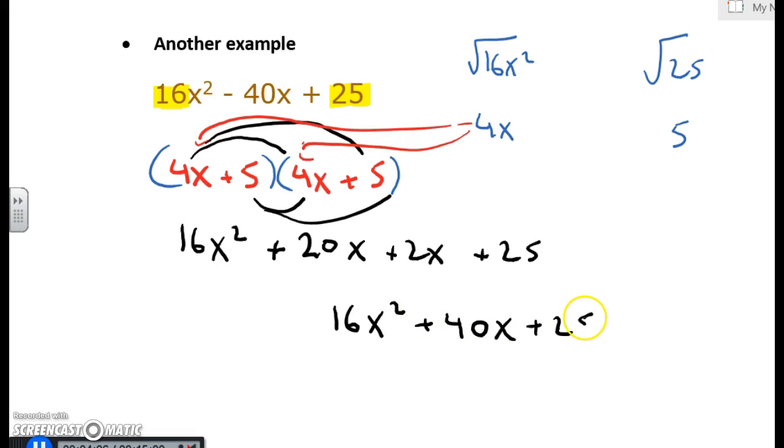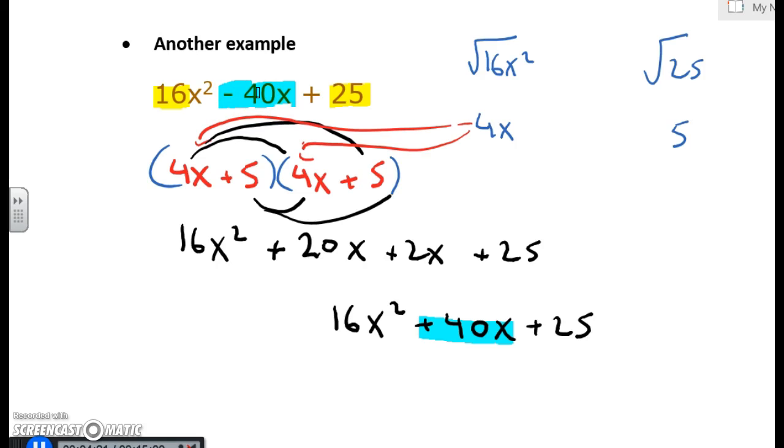plus 25. And many of you are probably noticing alarm bells going off right now, saying, oh, wait a minute, we have plus 40x, but the original question had a minus 40x. So what happened there, and where did we go wrong?